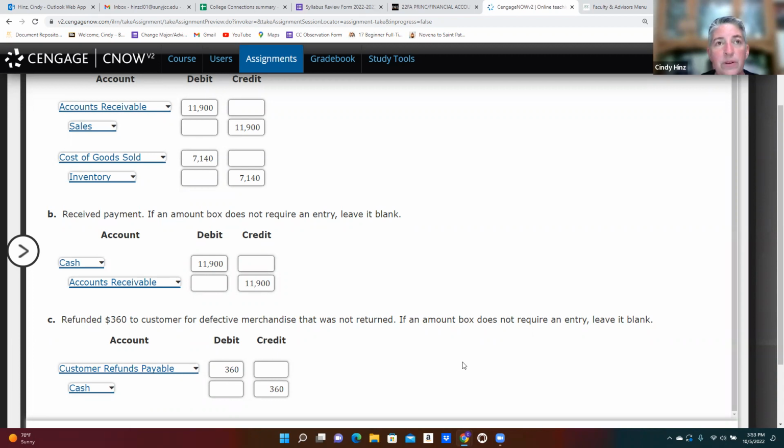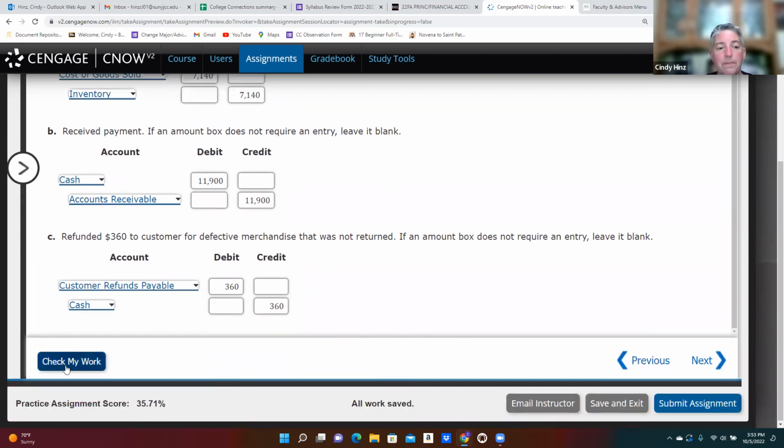So that customer refunds payable was an adjusting entry that we did to recognize when we recorded the sale. Hey, some of our customers, we don't know who, we don't know which merchandise is defective, or we wouldn't have sold it. But we did know that somebody might return something. And so we estimated this liability, kind of set aside that value on our balance sheet. And now we're reducing that.